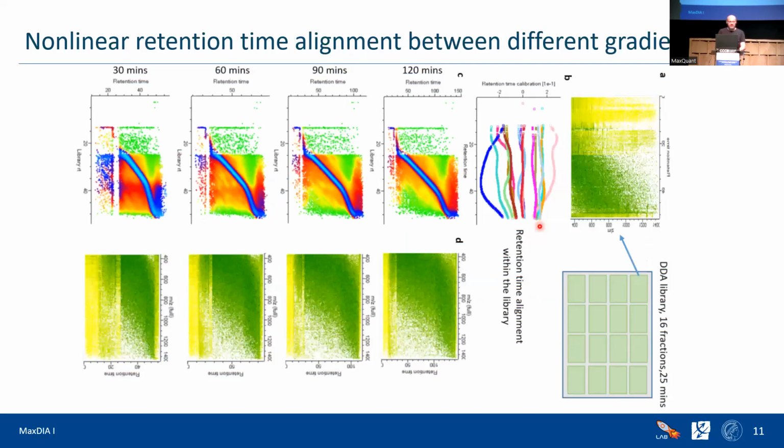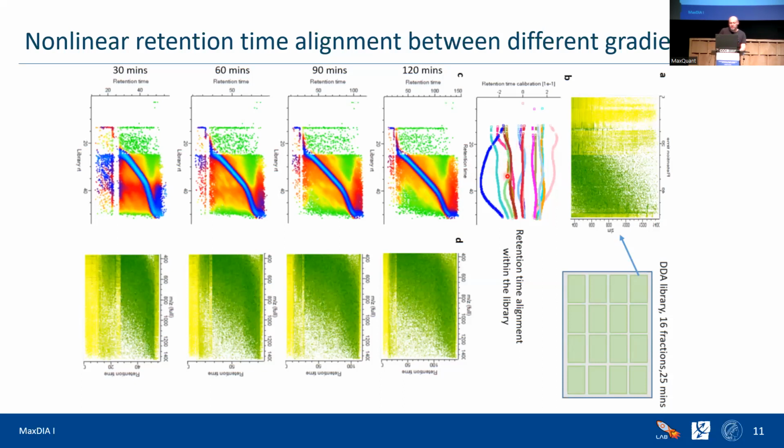Yeah, so here you can see how the nonlinear retention time alignment is working. So this is always working between the whole library and one sample, right? One sample at a time. You do retention time recalibration.